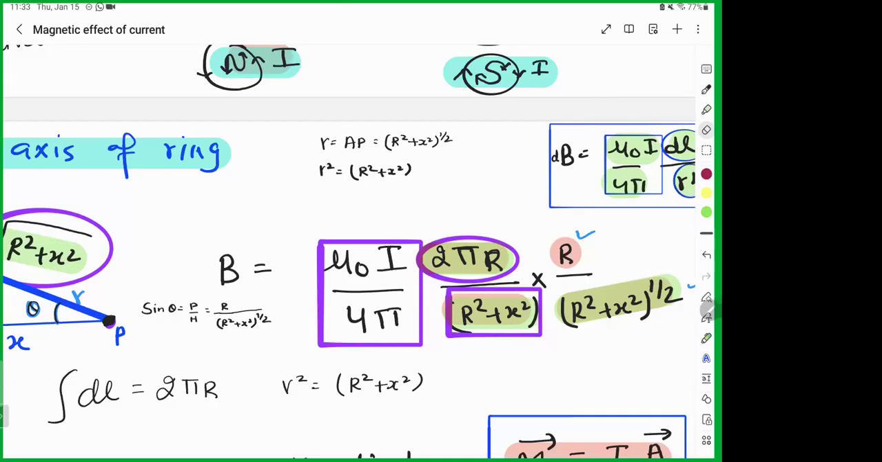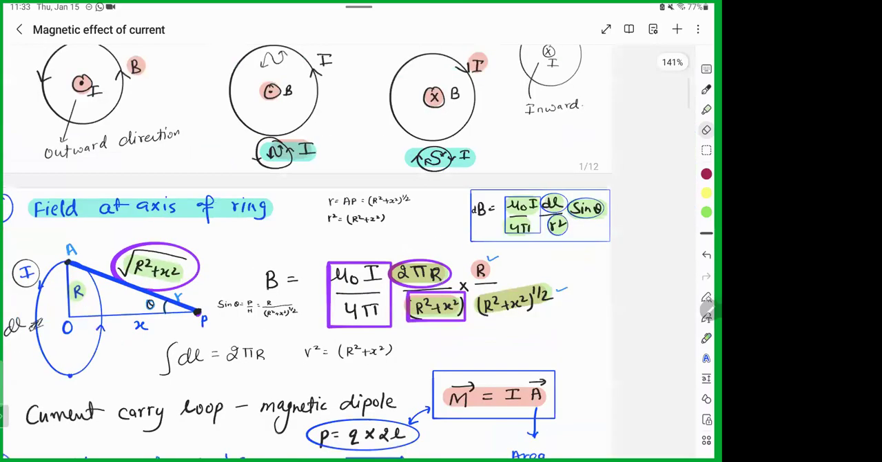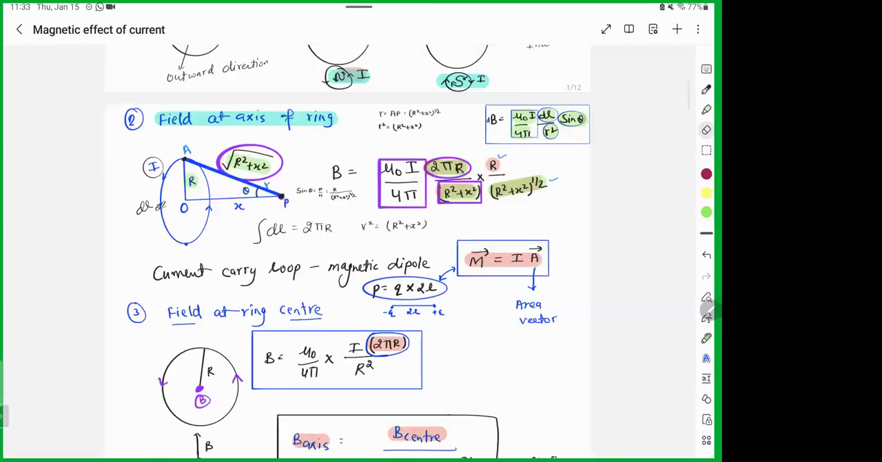Barinder, any doubt? Anybody have doubt in this? No doubts. So tell me, guys, are you having only Biot Savart law application?